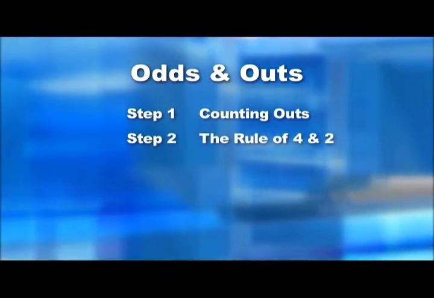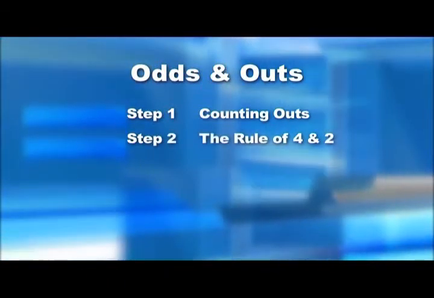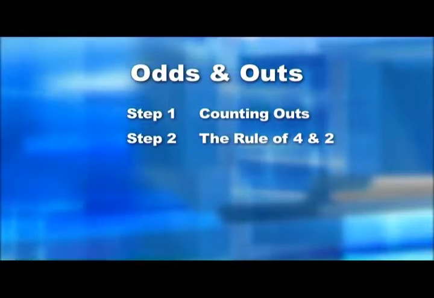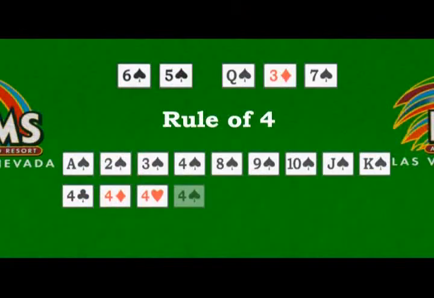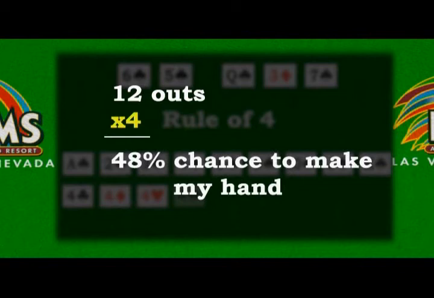Step 2. The rule of 4 and 2. After I figure out how many outs I have, I use the rule of 4 and 2 to determine how often I'll make a winning hand. Let's start off with the rule of 4. After the flop, I multiply my number of outs by 4 to determine my chances of making a winning hand. In this case, I have 12 outs. 12 times 4 is 48. Therefore, I have about a 48% chance of improving my hand by the river.